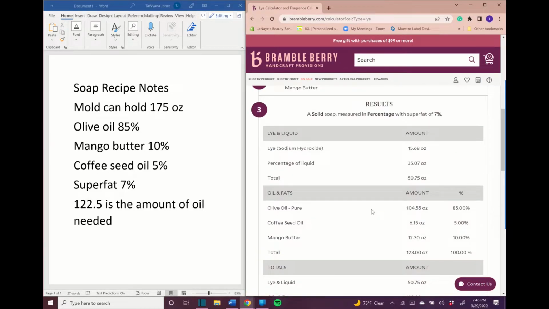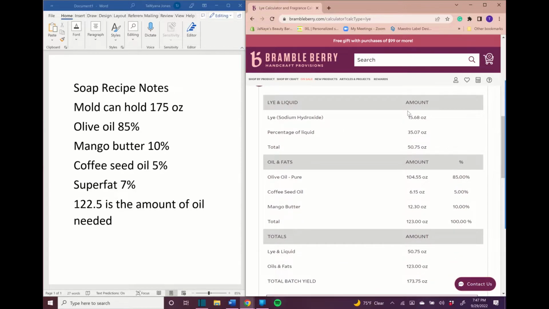And bada boom, bada bang. Your recipe is literally done. It calculates the amount of lye and the liquid that you need. Remember, for the liquid, it can be water or it can be any other kind of liquid that you've done your research on that you can use in soap. Say for instance, I can use coffee instead of water to do this recipe. So it just tells you the amount of liquids that you need in your lye water solution.